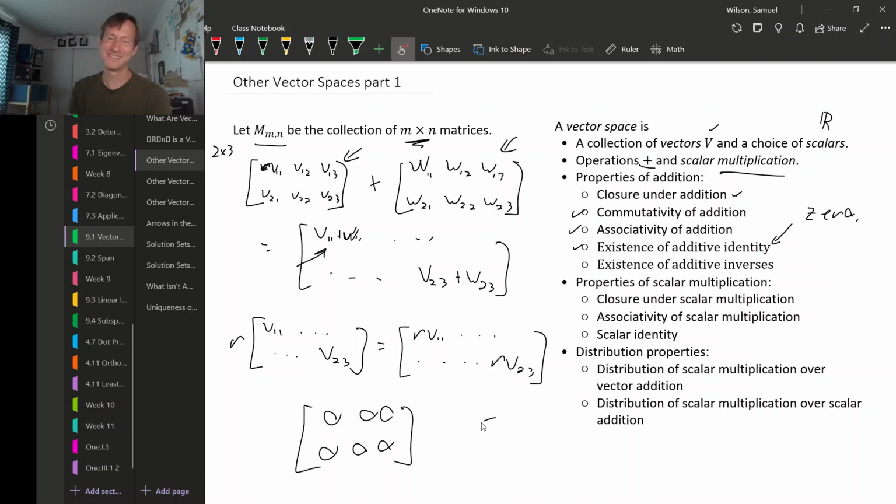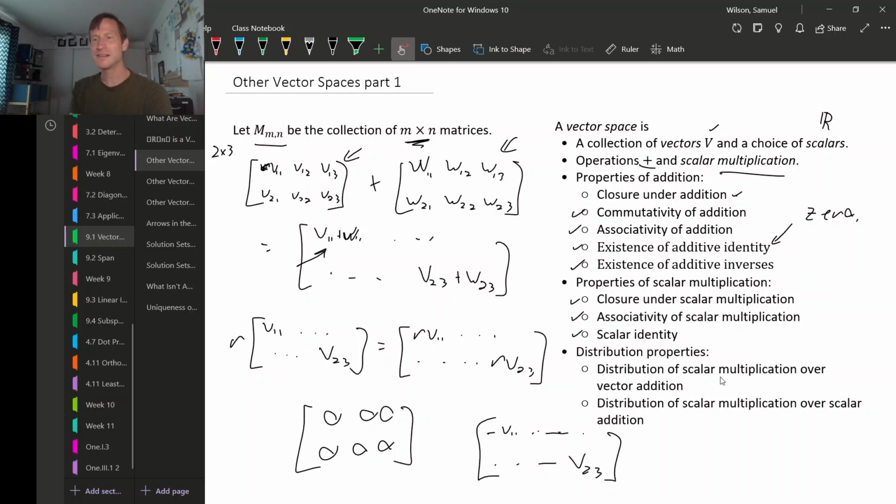Well, additive inverses, those are fancy words for negatives. If you have a matrix and you want its additive inverse, just throw a minus sign on all of the entries, right? And that's going to give you additive inverses. So scalar multiplication, clearly closed. Associativity, not much to check here, right? All of these things are pretty clear.